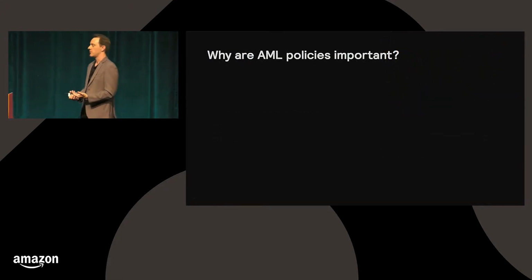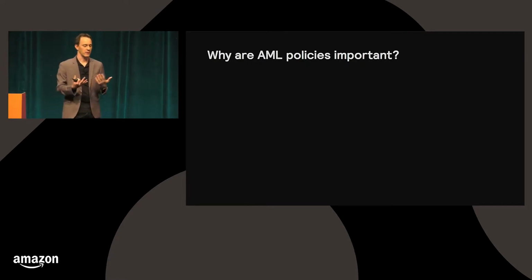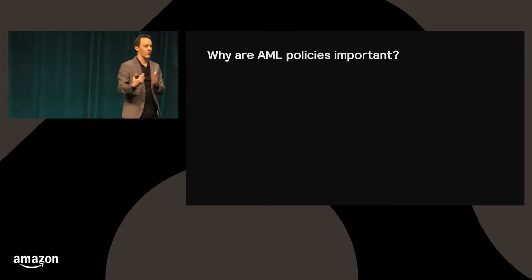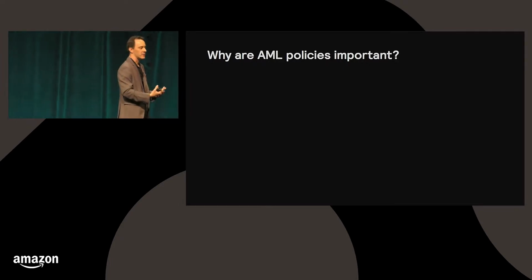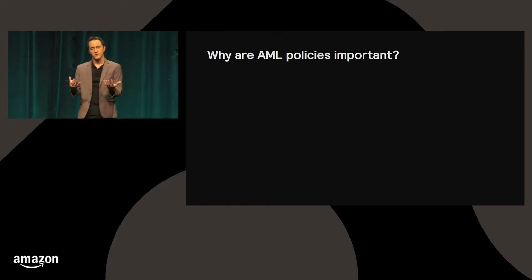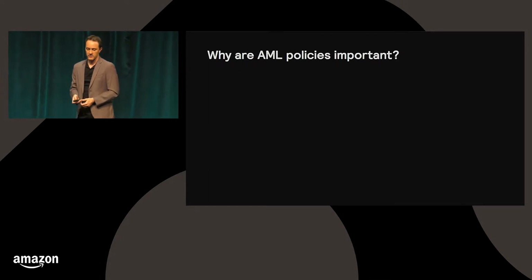Those thresholds that I mentioned are just one example of a much larger thing called AML policy. AML stands for anti-money laundering. These are policies created by the financial institutions and by regulators to, of course, try to identify those suspicious transactions.